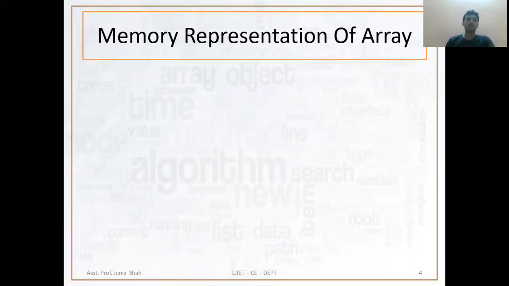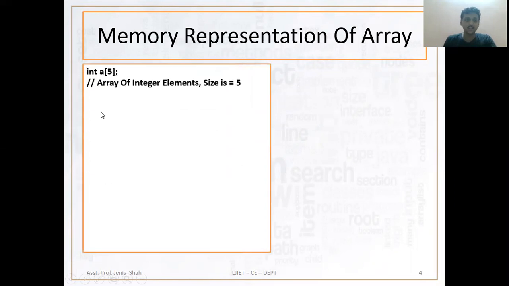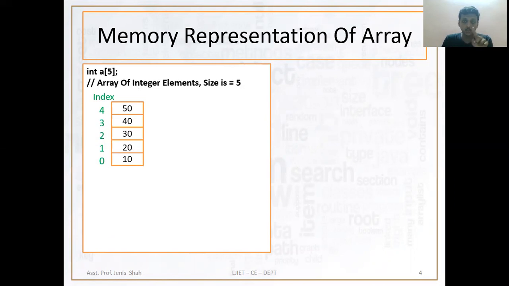Now memory representation of array. Let's see. If I'm going to take integer a of 5, an integer array of size 5. So see the example here. 10, 20, 30, 40, and 50 are the elements stored in the array. Okay, now what happened? The index of array starts from 0.